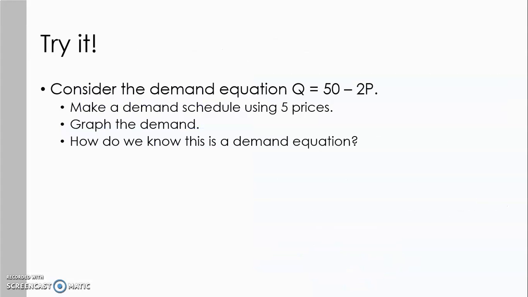Now, why don't you try it? Pause the video. Consider this demand equation, Q equals 50 minus 2P. Make a demand schedule using 5 prices, graph the demand, and tell us how we know this is a demand equation.